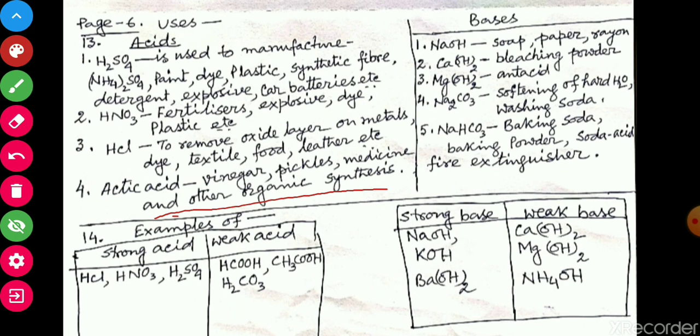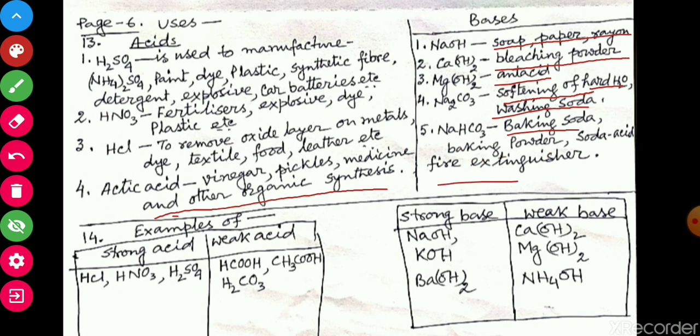Now the uses of bases. NaOH, used for soap, paper, rayon. Calcium hydroxide, bleaching powder. Magnesium hydroxide, antacid. Sodium carbonate, softening of hard water, washing soda. Sodium bicarbonate is used to make baking soda, baking powder, soda acid, fire extinguisher, etc.